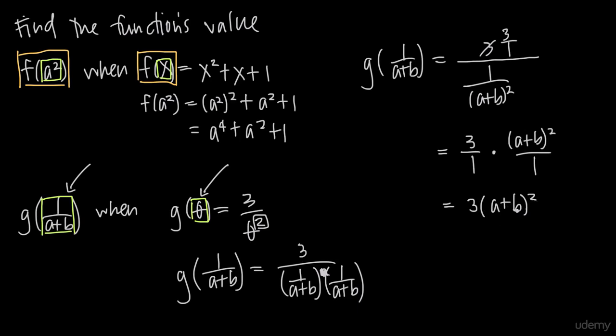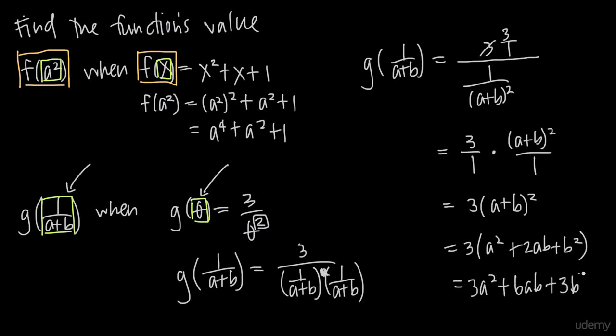If we want to, we can FOIL this out. You would get 3 times a squared plus 2ab plus b squared. If you did that, then you could, if you wanted to, distribute the 3 and get 3a squared plus 6ab plus 3b squared. All of these here are equivalent values, so they all equal the same thing. I think it's cleanest to just leave it factored this way instead of writing it out as a polynomial. Either way, the point is that g of 1 over a plus b, when g of theta is given by this function here, is going to be equal to 3 times the quantity a plus b squared.